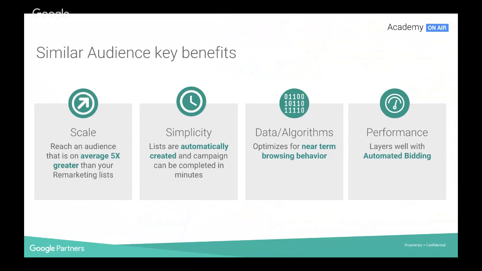They are simple, again, because they are created automatically, so nothing really to do from your side when you already have remarketing lists and a remarketing code on your website. They use data and algorithms to be optimized and to be constantly updated and be fresh and be real time. And their performance is great, especially when layered with automatic bidding.